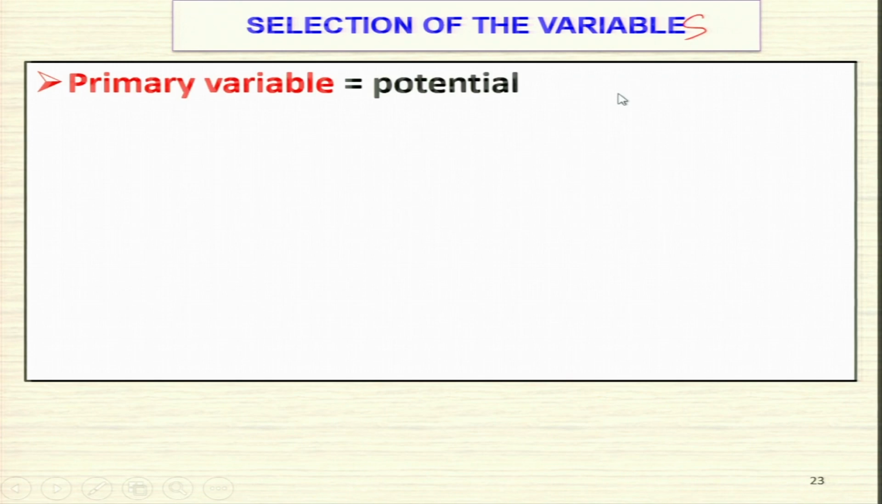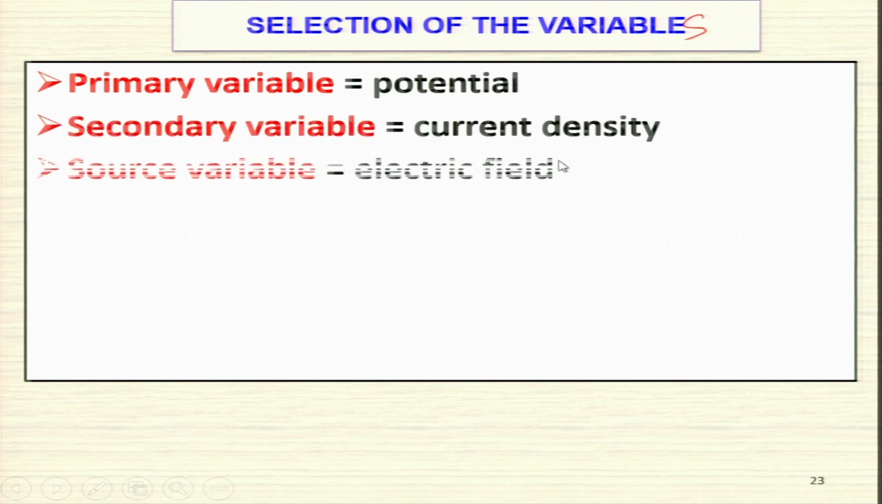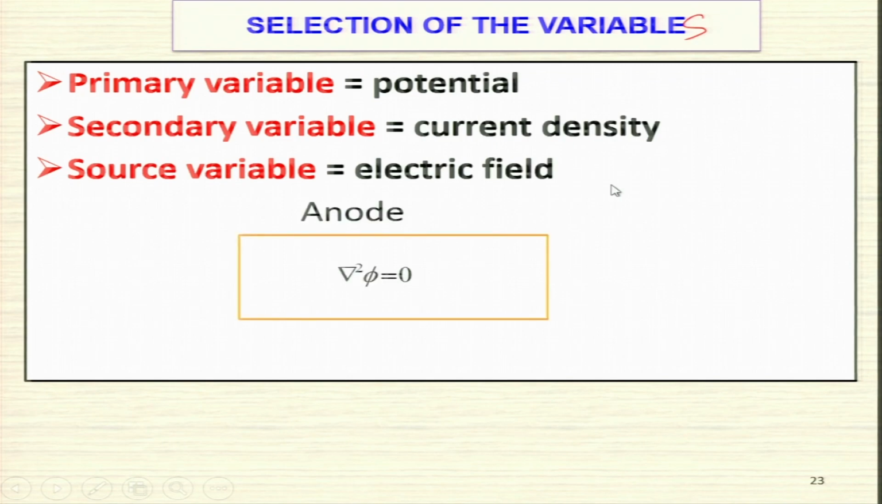Primary variable is the potential, secondary variable is current density, source variable is electric field, anode, and we can say del 2 phi is equal to 0 at the anode, and del phi over del n equal to 0 on the boundary. This is the anode, and del phi over del n here on the boundary. This is inside the inter-electrode gap, and here is the cathode. So inside the inter-electrode gap, del 2 phi is 0. At the boundary, you have del phi over del n equal to 0.